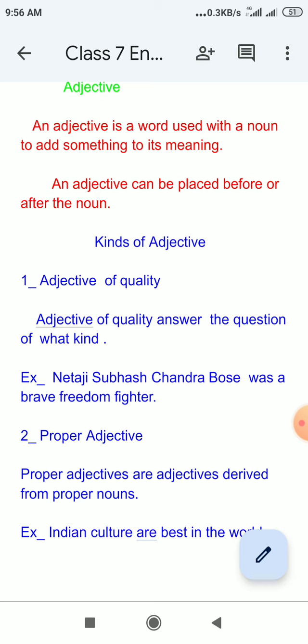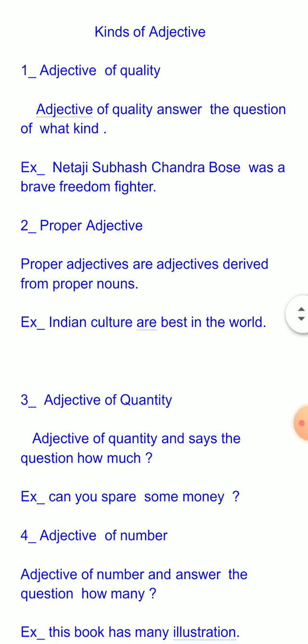The second one is the proper adjective. Proper adjectives are adjectives derived from proper nouns. America, American; China, Chinese; India, Indian; Australia, Australian; Italy, Italian, like that. Indian cultures are best in the world. Whose cultures are best in the world? Indian cultures.